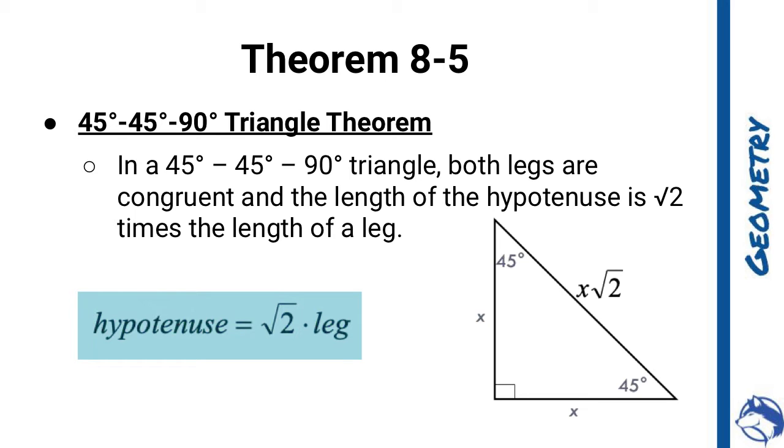45-45-90 triangle theorem. And so if we've got a 45-45-90 triangle, so notice this is a right triangle here. Both of these other angles are 45 degrees. So what this means is that both of these legs are going to end up being congruent. So that means that they have the same measure, and the length of the hypotenuse is going to be square root of 2 times larger than the leg. And so what you would basically do is if I knew that the leg was 6, well, if this one was 6 and that one was 6, this would be 6 times the square root of 2.